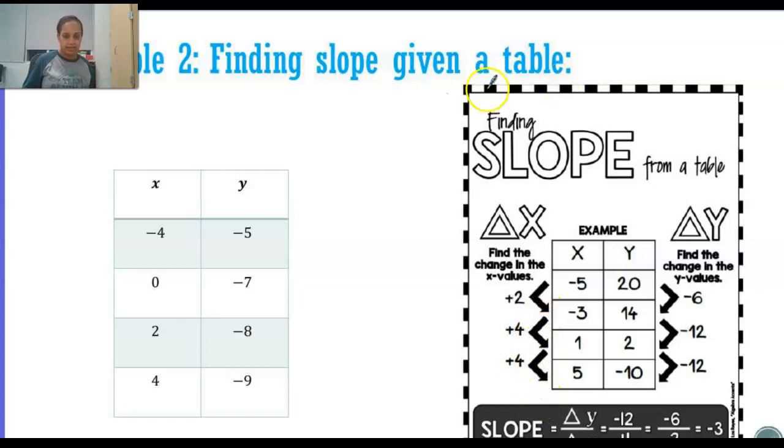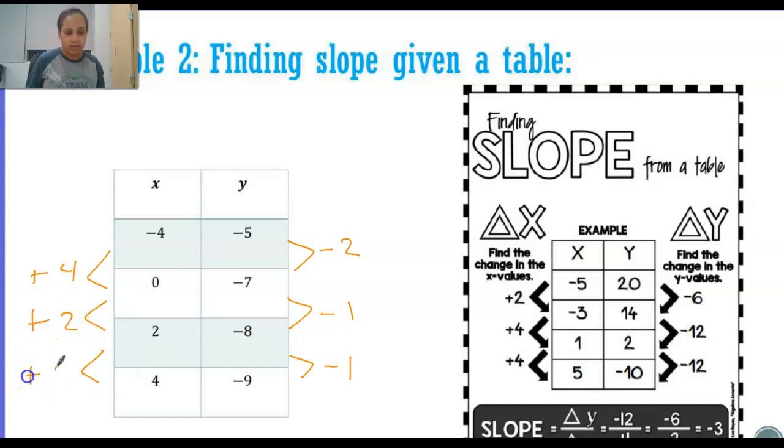So let's go ahead and see what our changes are over here. So my change in my y value here is -2, -1, -1, and then let's see my change here. My change is +4, +2, +2. So to find the average rate of change, we just need to make sure that these are proportional. 4 to 2 and 2 to -1, those are proportional to each other.